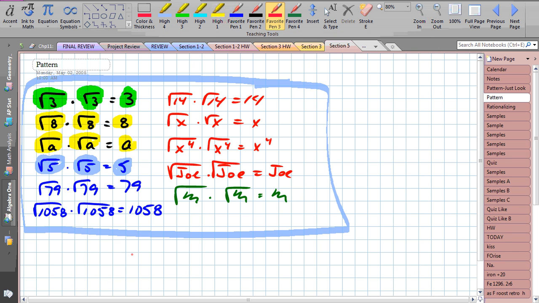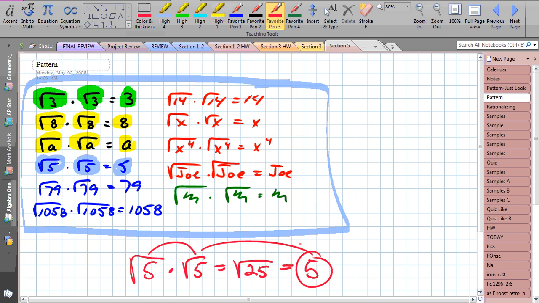If you're curious why, take radical 5 for example and times it by radical 5. If I meshed these together, that would be the square root of 25. And guess what? The square root of 25 is 5. So it's true that if you take a radical times the same exact radical, the radicals disappear. Keep this trick in mind as we do the next batch of problems.